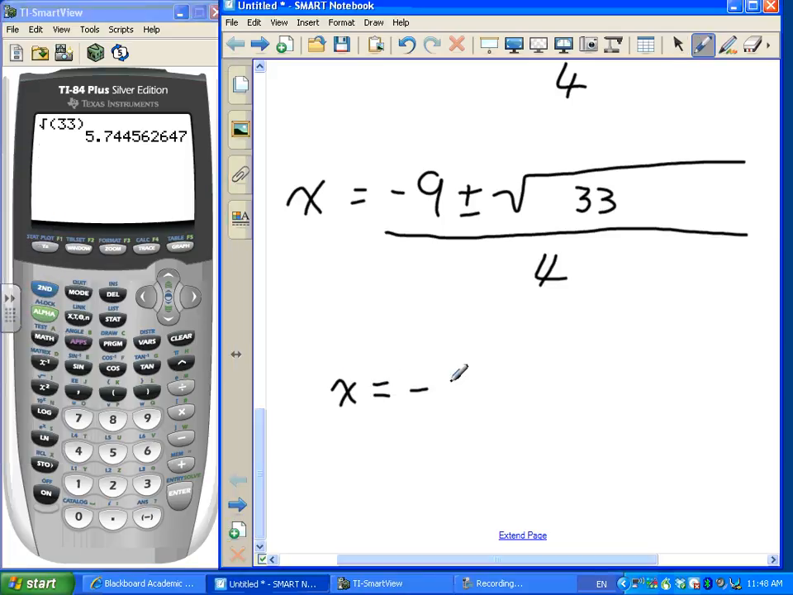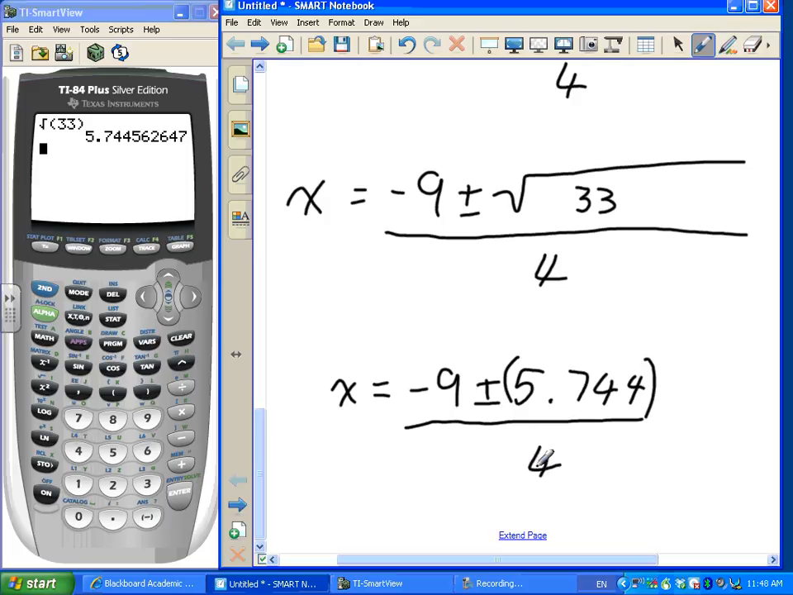x is equal to negative 9. Here's where it gets troublesome, guys, okay? Plus or minus 5.744. Now you can keep this in a bracket if you like, or it'll just help separate it from the plus or minus. This is the important part. Normally when we do our x-intercepts, how many of them are there? How many x-intercepts are there normally? 2. And just as a side note right now, what if there are 0 x-intercepts?